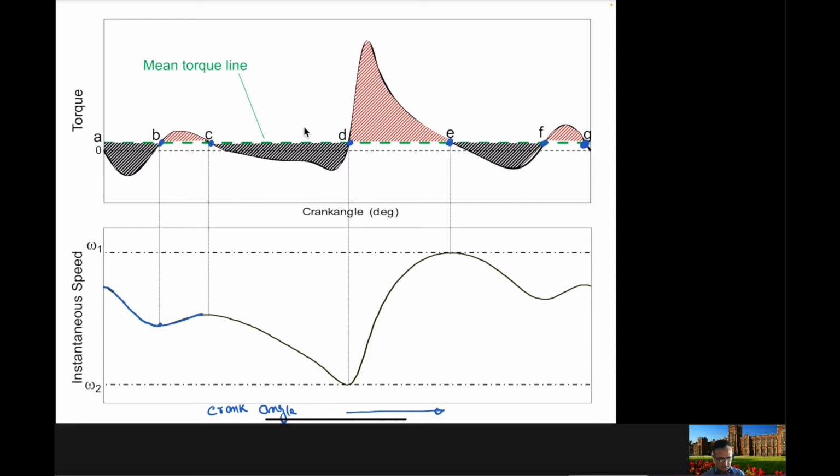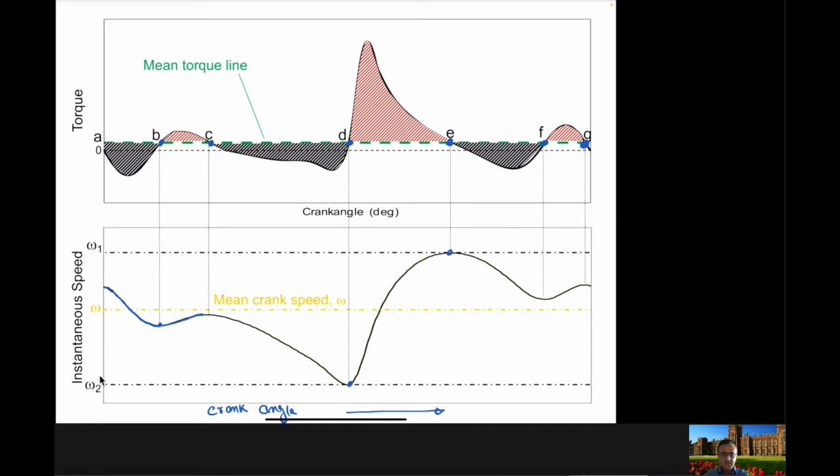So the velocity is increasing from omega 2 to omega 1 here. And finally from E to F, again a negative area. So the velocity is decreasing here. And then from F to G, you will again get some sort of acceleration here.